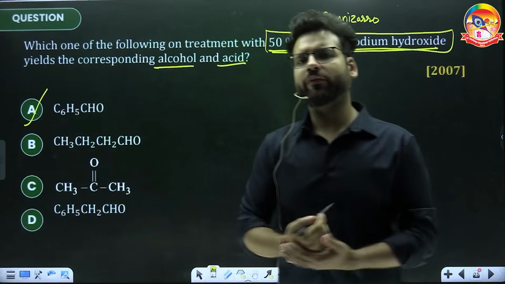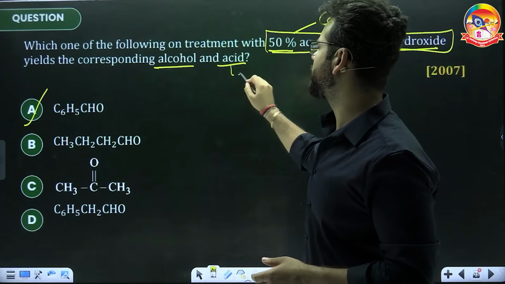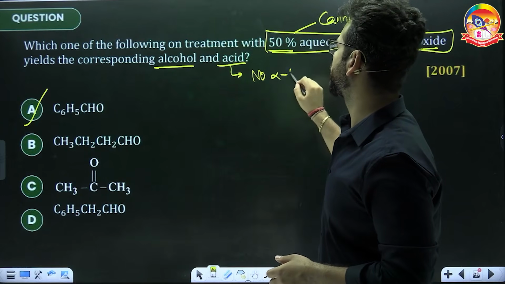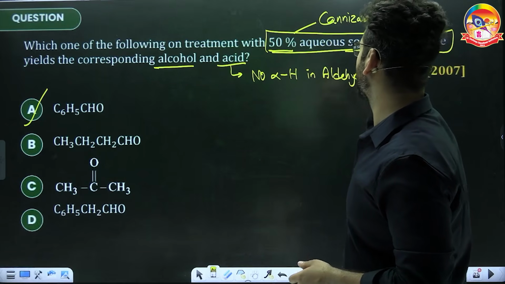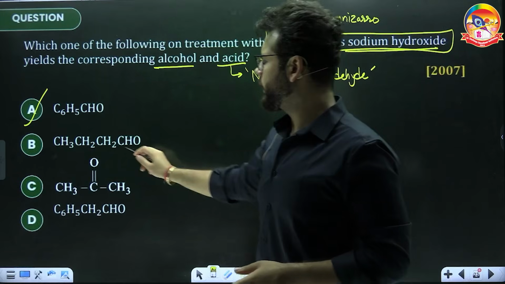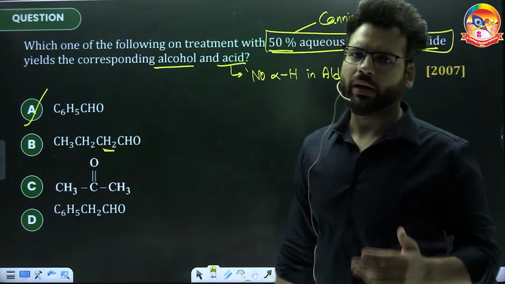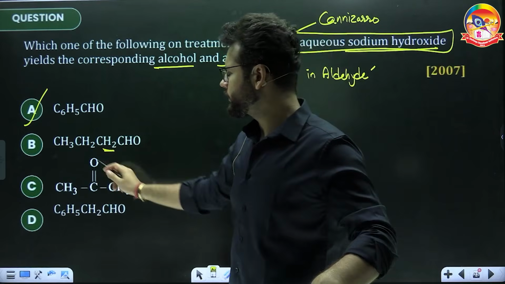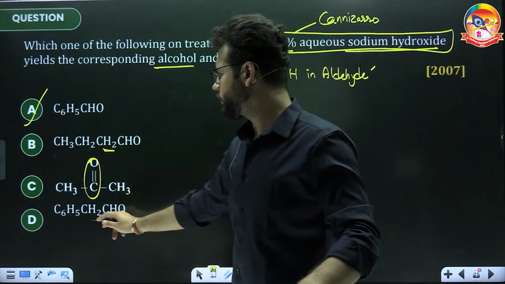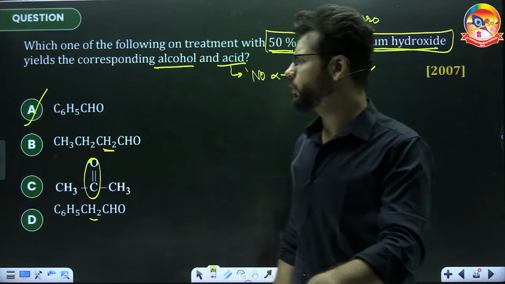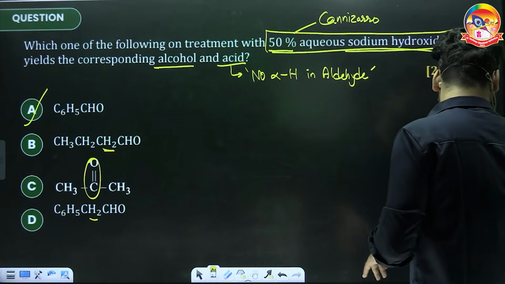A doesn't have alpha hydrogen. So the question was of checking no alpha hydrogen in aldehyde. Only aldehyde, no ketone. Second one has alpha hydrogen, so it will give you your aldol condensation product. Next one is a ketone. Ketone never gives you Cannizzaro reaction. They will give aldol only. This also has alpha hydrogen, so this will also give you aldol condensation. Moving on to the next one.